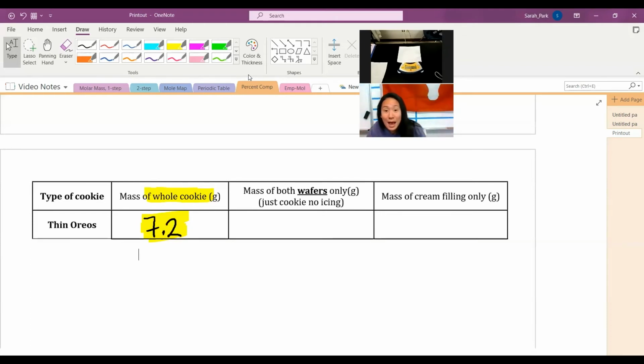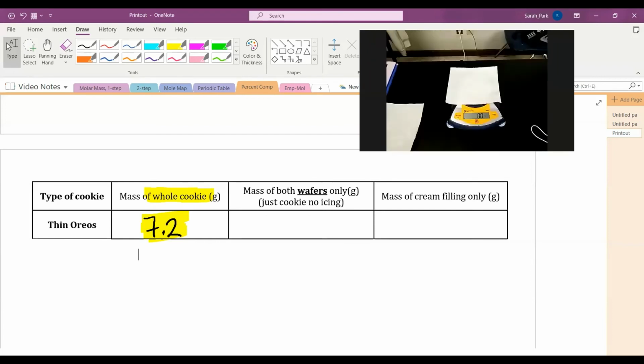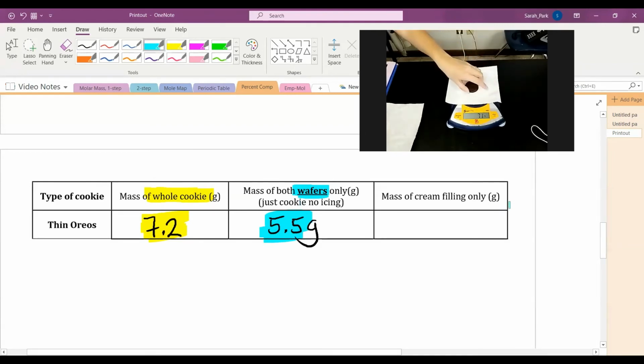And now I'm going to go back to my scale here and put just the cookies on here. So if I do just the cookies, no icing, it's 5.5 grams. So here, just wafers, 5.5. So we can already tell that the majority of the mass of our cookie is from the cookie itself, from the wafer. Now I'm going to do the same thing, but I'm going to put the icing on there.